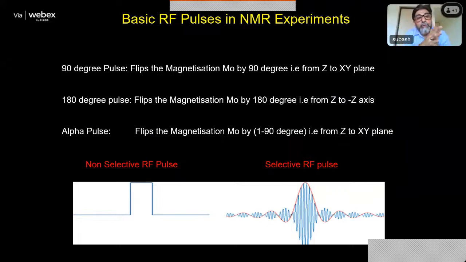So we have the 90-degree pulse, the 180-degree pulse, and the alpha pulse, which could be any pulse from 0 to 90, and we will come to these pulses when we go to imaging. We'll see how these pulses, which are not 90 but anything from 1 to 90 degrees, are also very important in doing some of the faster imaging techniques.